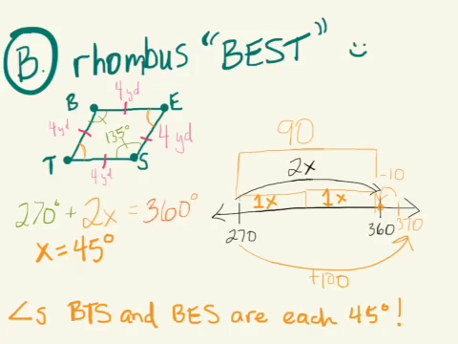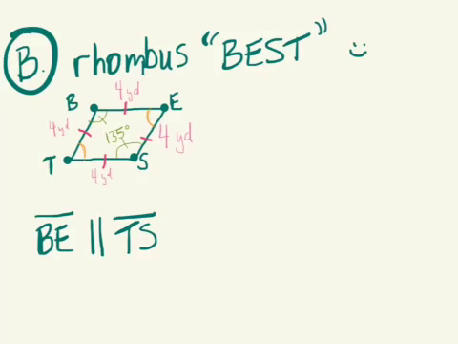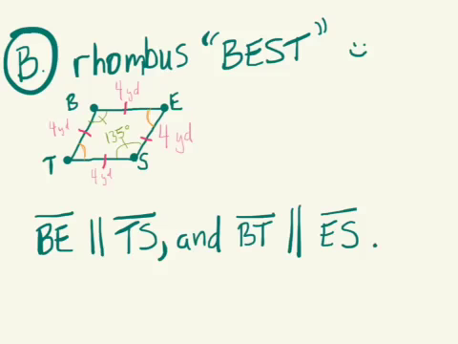And there's one more fact that we should write about parallel sides. Our top and bottom sides that are opposite each other, BE and TS, are parallel to each other, if it's a rhombus, a special type of parallelogram. And our other sides, I guess the left side and right side, BT and ES, those opposite sides are parallel to each other as well. So just by knowing a couple of facts about these special types of quadrilaterals, we're able to figure out all the rest.